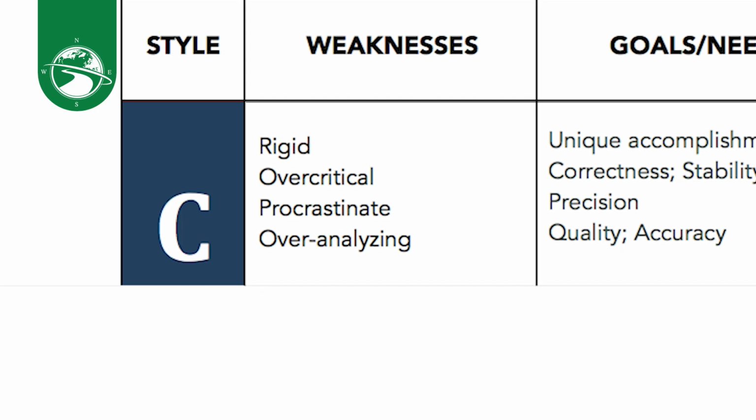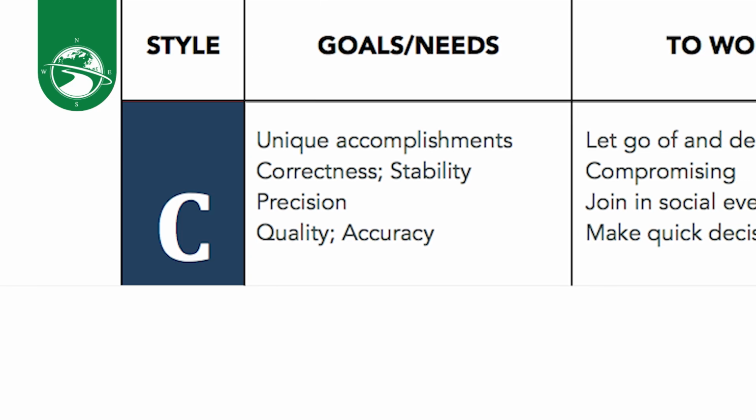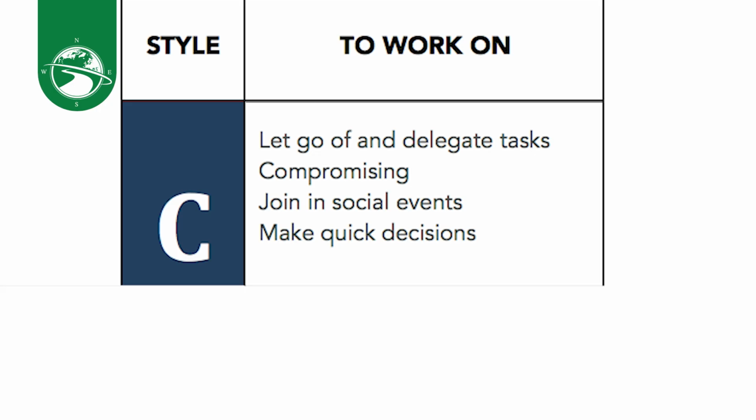You can paralyze, right? For goals and needs, the high C wants unique accomplishments, correctness, stability, precision, quality, and accuracy. That's what's going to drive them. And high C's need to work on letting go and maybe delegating tasks, compromising, joining in social events, and making quicker decisions. All right, so hopefully that helps a little bit more to dive into these 4 personality styles.